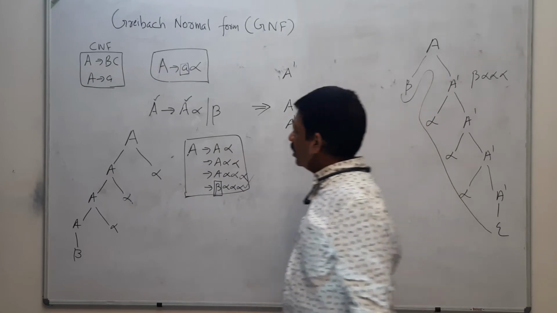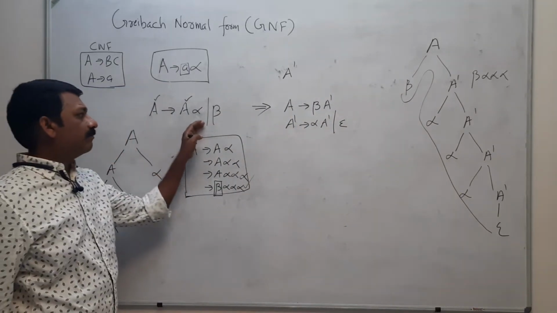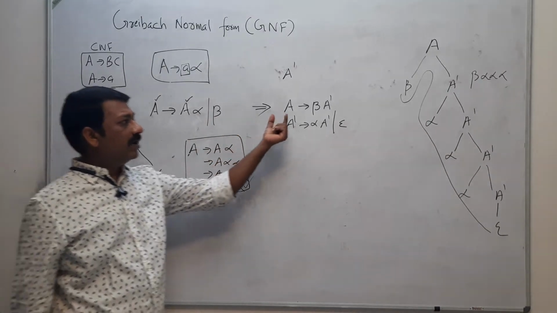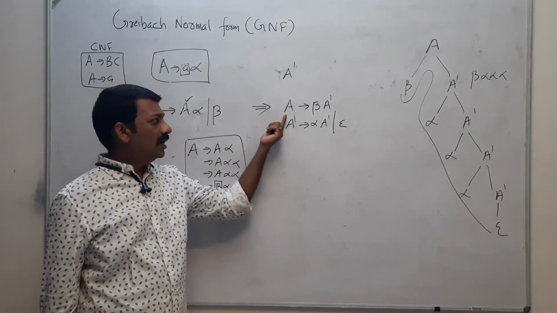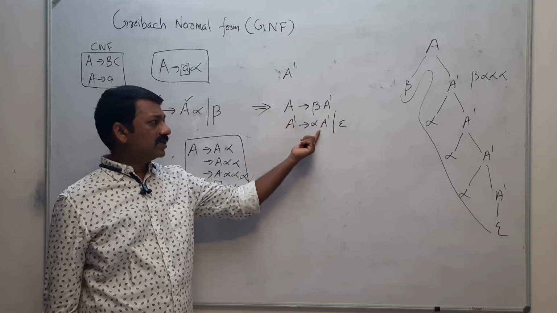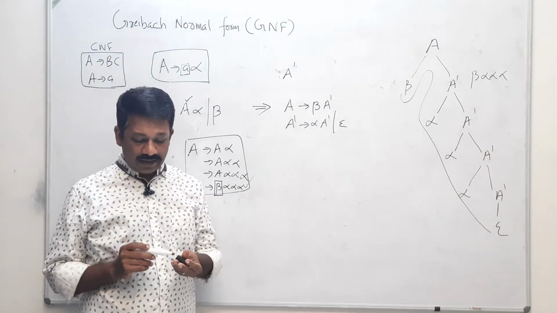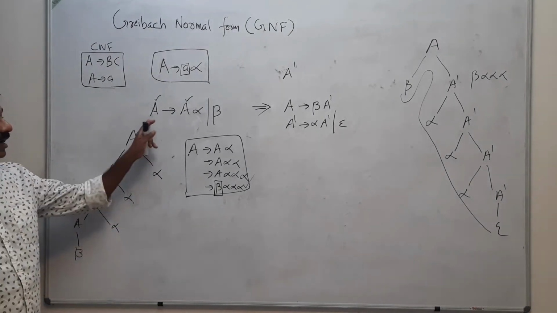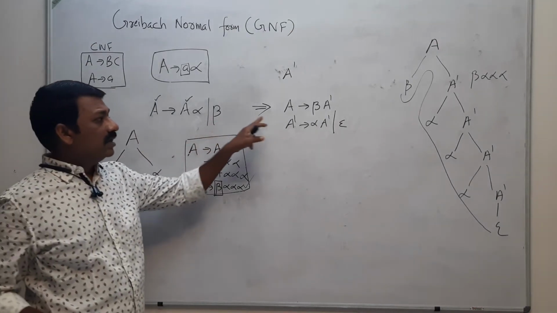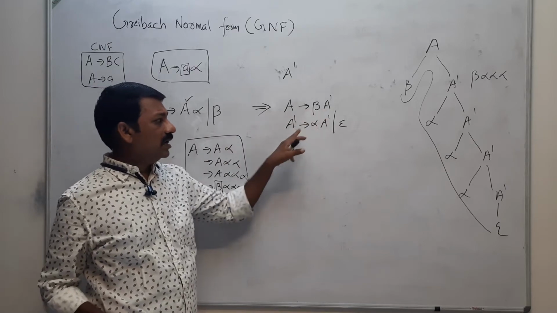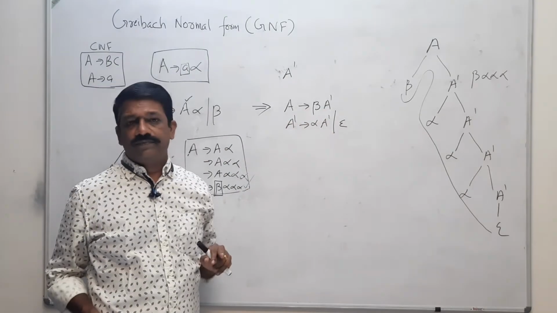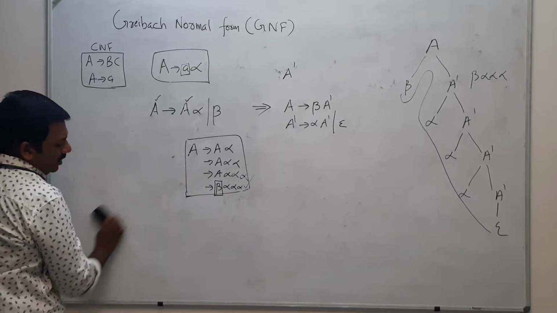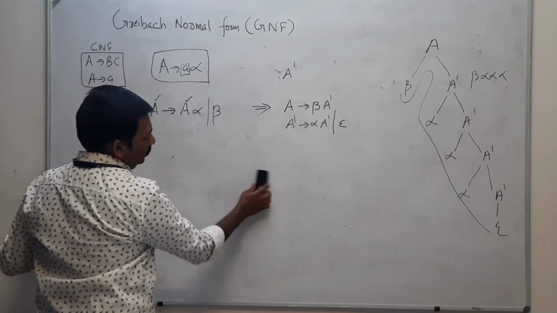That means if you have such a production, if A derives A alpha or beta, that can be replaced by this. That means A derives beta A dash and A dash derives alpha A dash or epsilon. You can replace A derives A alpha or beta with A derives beta A dash and A dash derives alpha A dash or epsilon. Okay. Now an example I will show you.